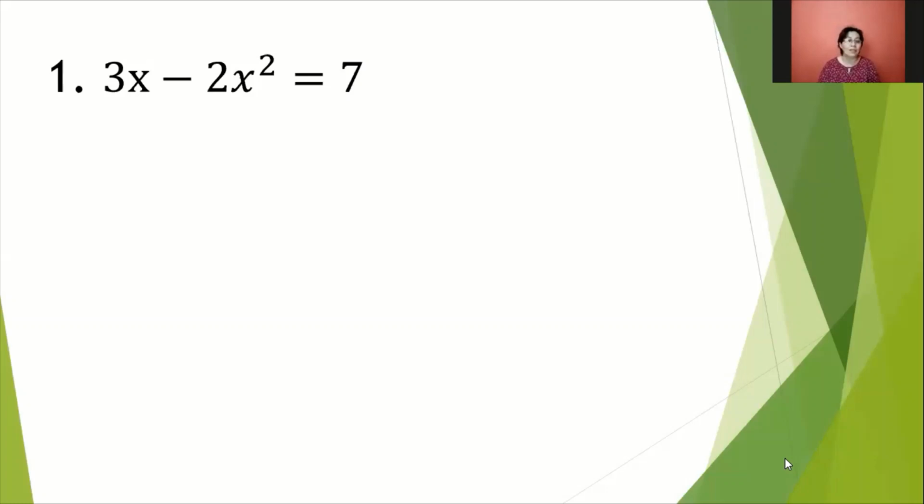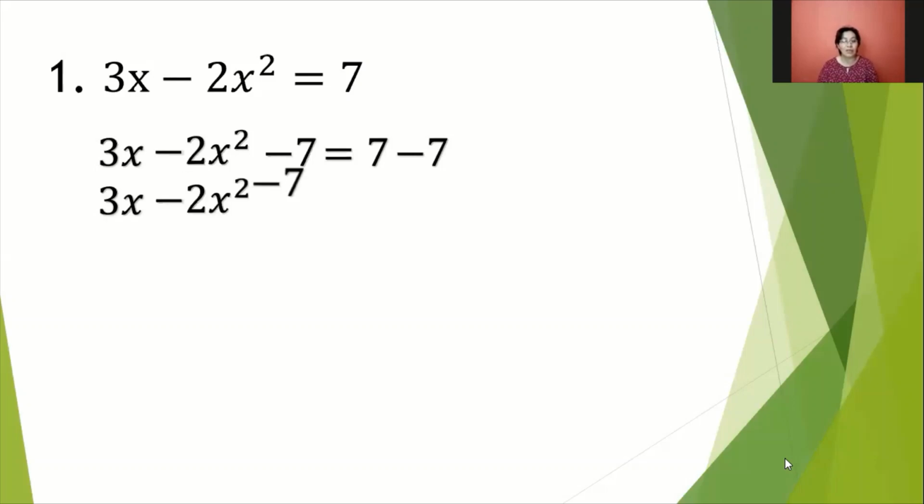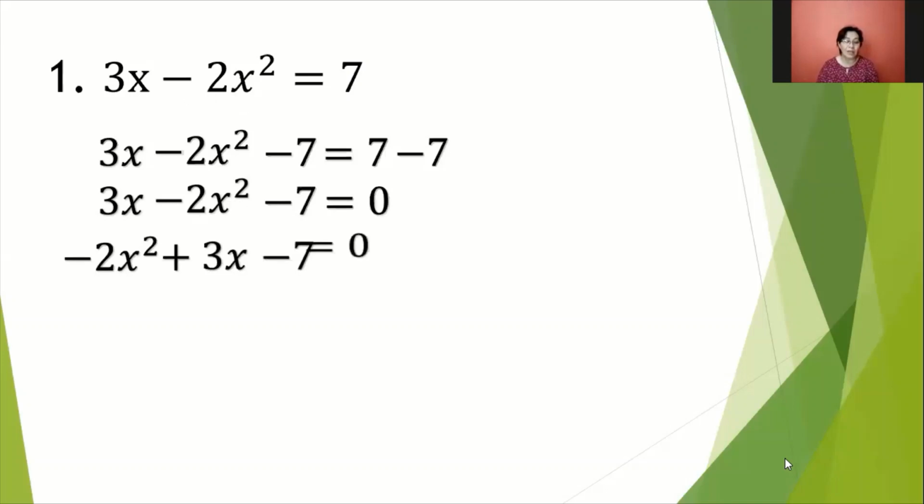Again, we have 3x minus 2x squared minus 7 is equal to 7 minus 7, so 3x minus 2x squared minus 7 is equal to 0. Using the subtraction property of equality, we already equate the given equation to 0. Now we have to arrange. Again, the first is the quadratic term. It becomes negative 2x squared plus 3x minus 7 is equal to 0.